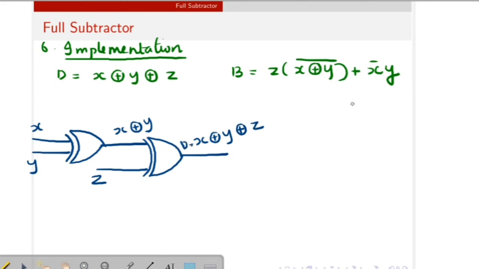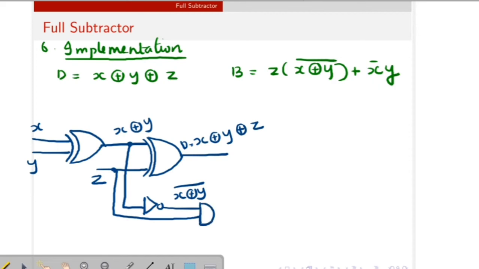Then borrow is equal to z into (x XOR y) whole bar. So here we take the x XOR y, complement it using NOT gate. So here we have x XOR y complement. Then take z, both are ANDed together. Here we get z into (x XOR y) whole bar.